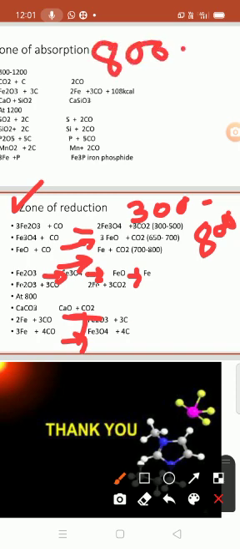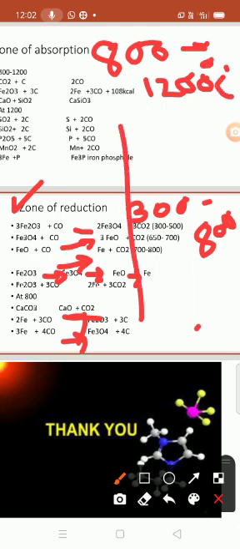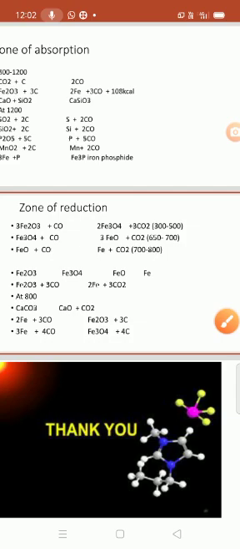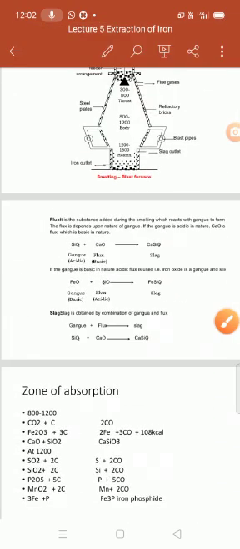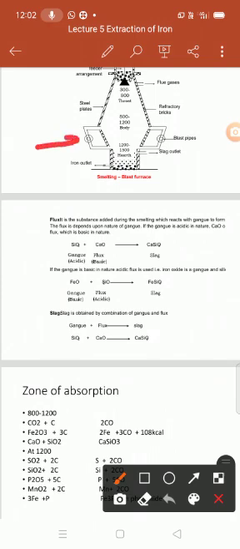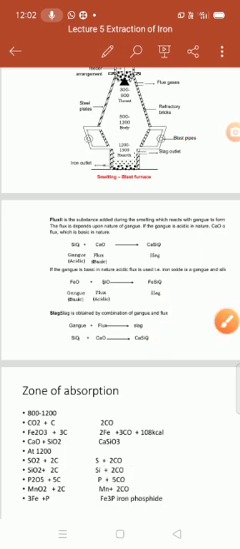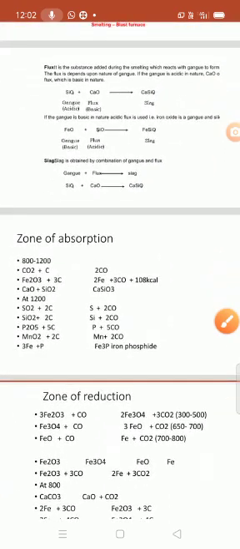800 to 1200 degrees Celsius. All this heat we pass from the tuyeres, and the temperature is increased by using coke. So we are looking here at the zone of absorption reactions, at a temperature of 800 to 1200 degrees Celsius.